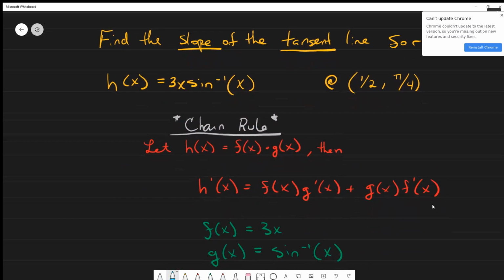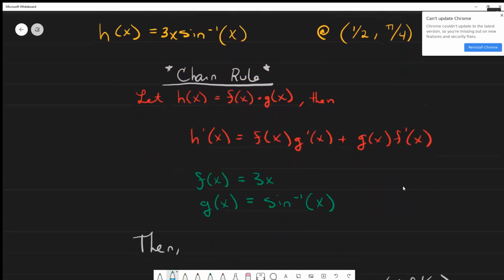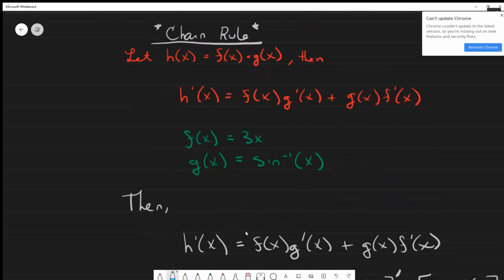Okay, so the chain rule will be expressed this way. This should be a general rule that you know of, but if you don't, it's basically you take the derivative of one, leave the other alone, and then add the derivative of the other and leave the other alone. So it's kind of a rule. But if we keep going, we'll get that h prime of x, the derivative, is going to be equal to f of x times g prime of x plus g of x times f prime of x.